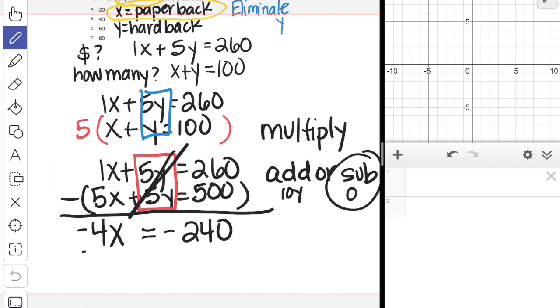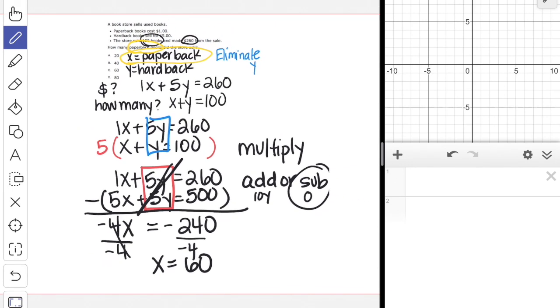All right, so we're going to solve now. We're going to divide by negative 4, and I got that x is going to equal positive 60. All right, so the correct answer here should be C.